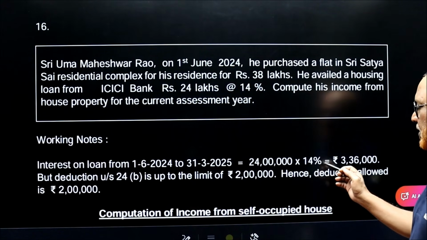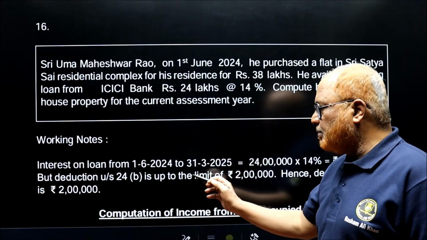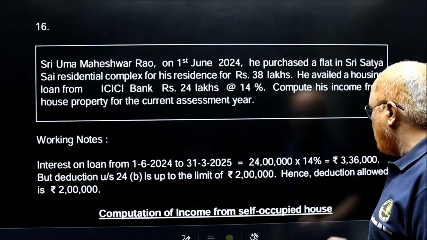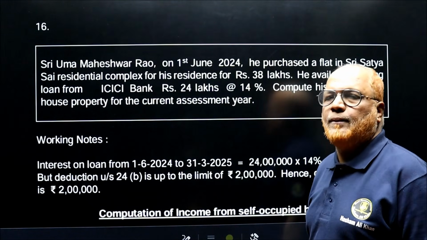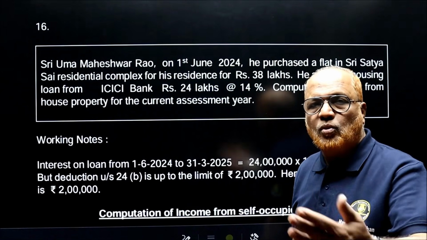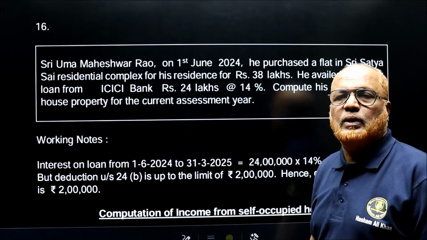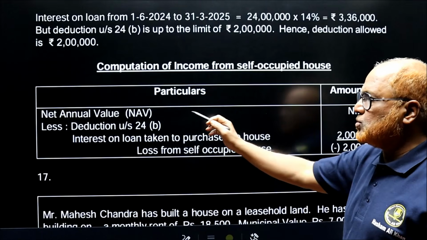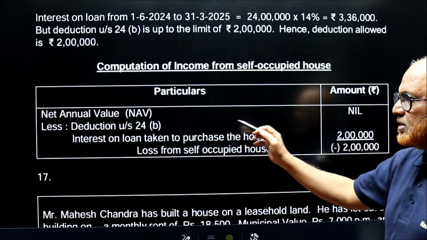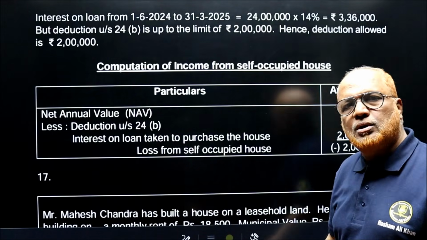So 24 lakh into 14%, 3 lakh 36,000. But deduction under section 24B is up to the limit of 2 lakh. Hence, deduction is allowed up to 2 lakh rupees only. Actual interest paid is more than 2 lakh, but the limit has been given by the Income Tax Act up to 2 lakh. So, computation of income from self-occupied house: net annual value nil. Deduction under section 24B, 2 lakh. The loss from self-occupied house, 2 lakh.